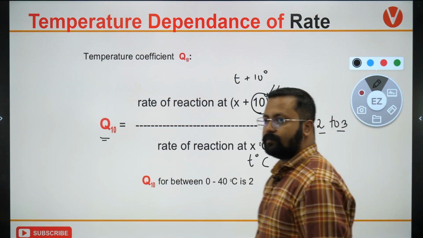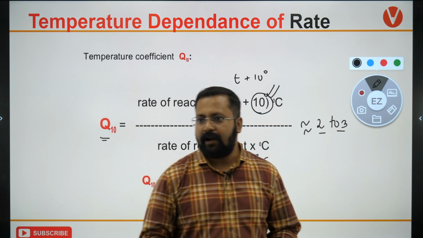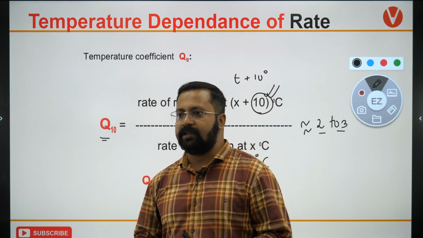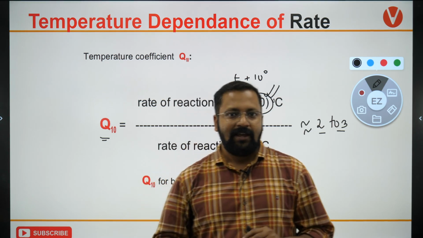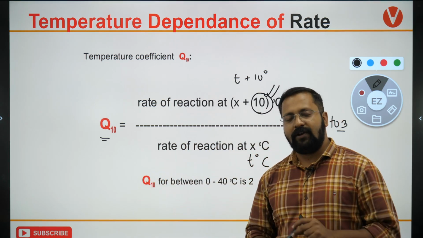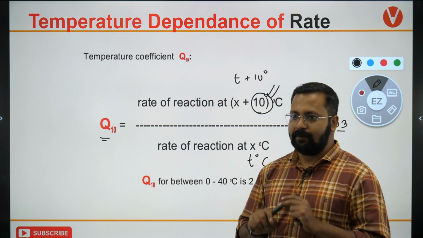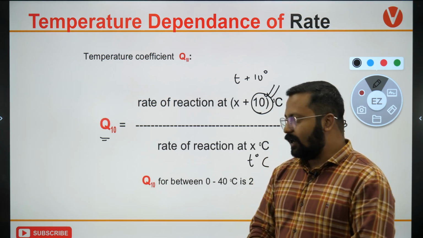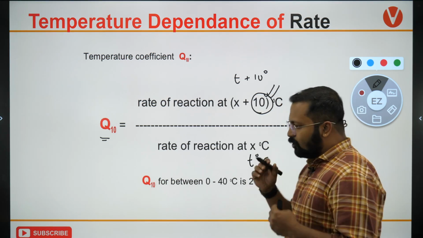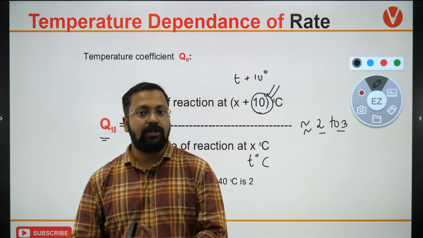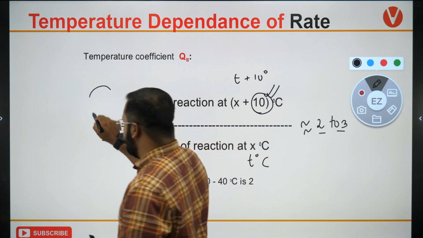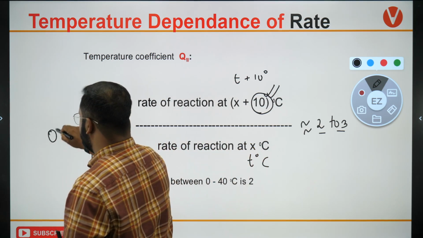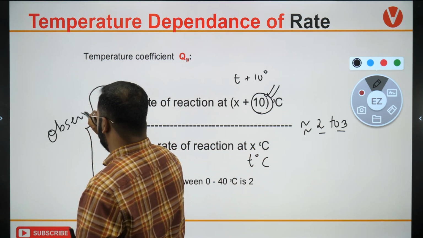So it is written in the NCERT that the rate of reaction generally increases with temperature. Is there any exception? No. There is no exception. Rate of reaction will always increase with increase in temperature. I will get to this a little later. Let's try and understand. This is an observation. This is something that has been observed.